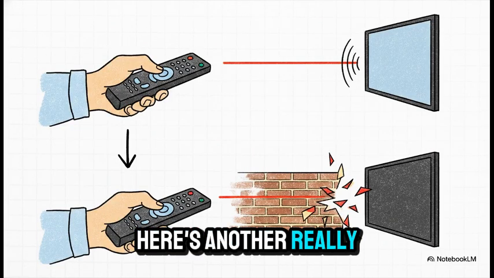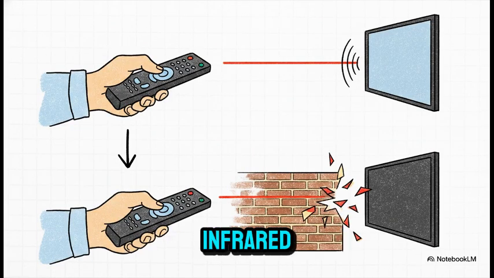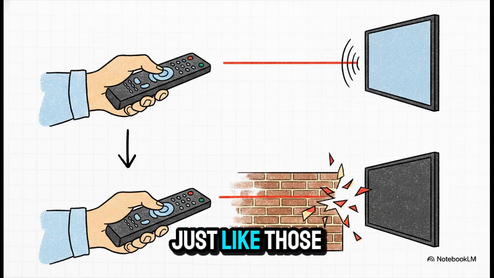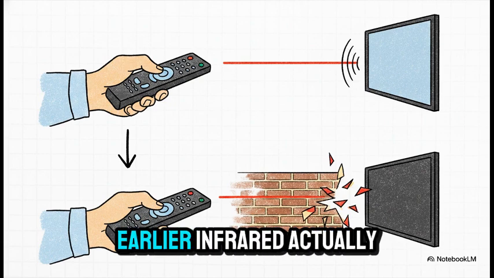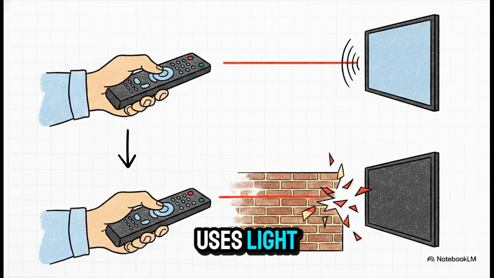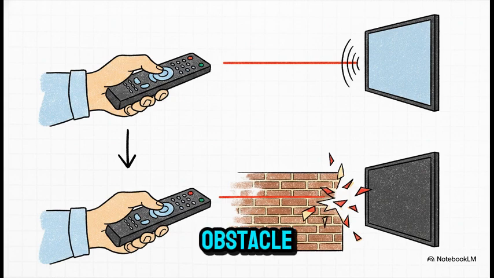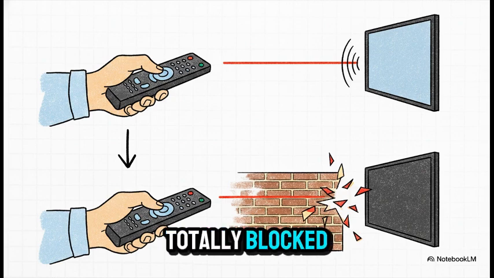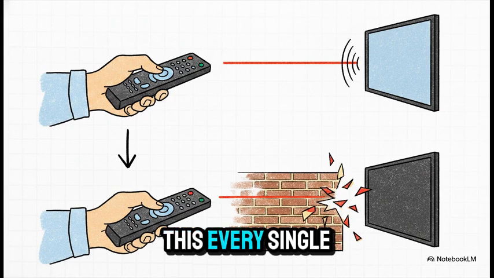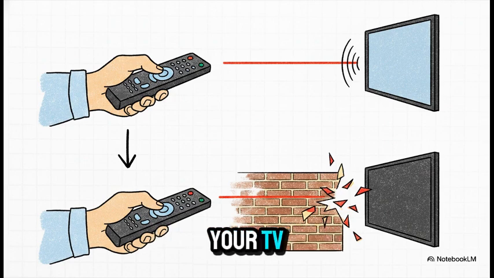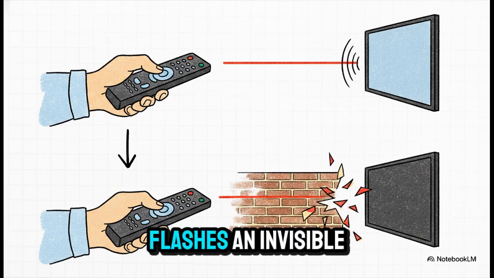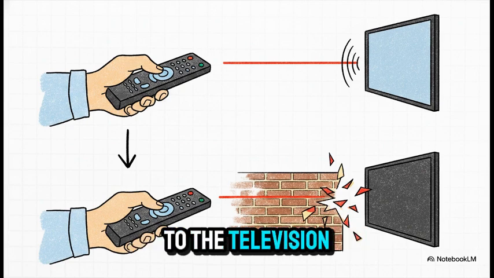Here's another really cool short distance path: infrared. This one is fun because just like those fiber optic cables we talked about earlier, infrared actually uses light. But there's a special rule for infrared. It needs a direct, completely straight line to work. If there's an obstacle, like a wall or even just a person in the way, the signal is totally blocked. You actually use this every single time you point a remote control at your TV to change the channel. The remote flashes an invisible infrared light straight to the television.